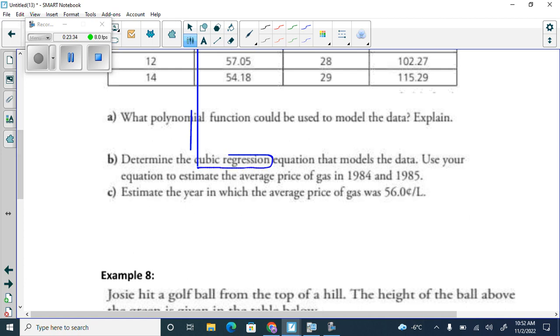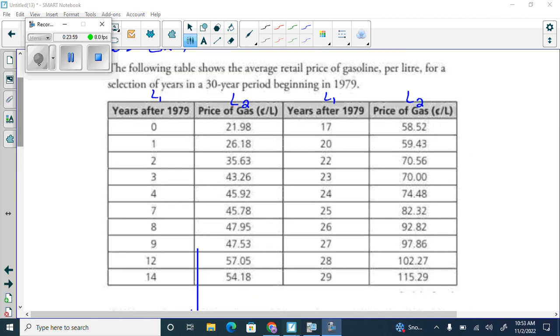I want a cubic regression. So which number are we picking? 6. And then I want you to estimate the average price in 1984 and 85, and then I want to know what year it would be at this price. So get a cubic regression, get it to show up, find the price in 1984 and 85, and find what year it's going to be 56.0. Try that.